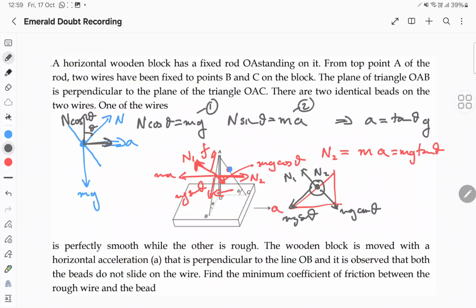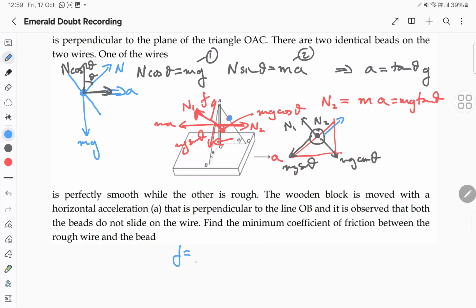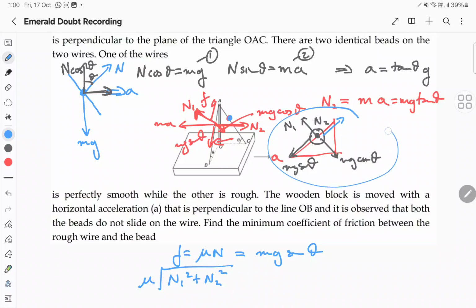So why is the bead not sliding? Because there is a friction force which is acting against mg sin theta. How much is that friction force? That friction force, mu times N, should be equal to mg sin theta so that the bead doesn't slide down. And how much is N? N is the square root of N1 squared plus N2 squared, because they are 90 degrees to each other. Hope this diagram makes it very clear. One is in the plane of the paper, which is your N1, and N2 is coming out of the paper. So your normal reaction is that way.